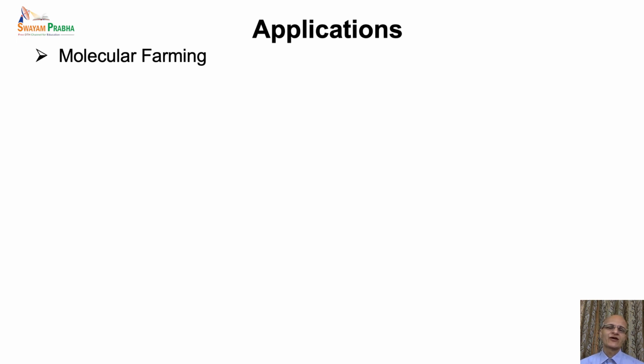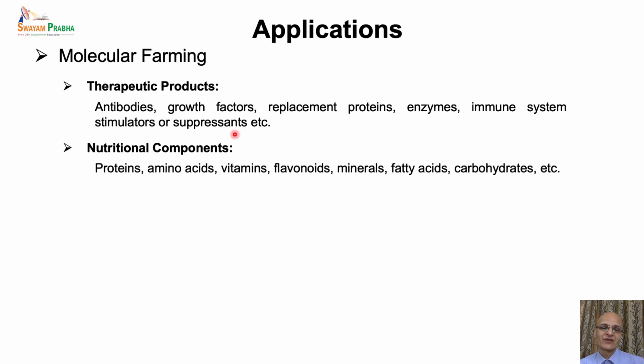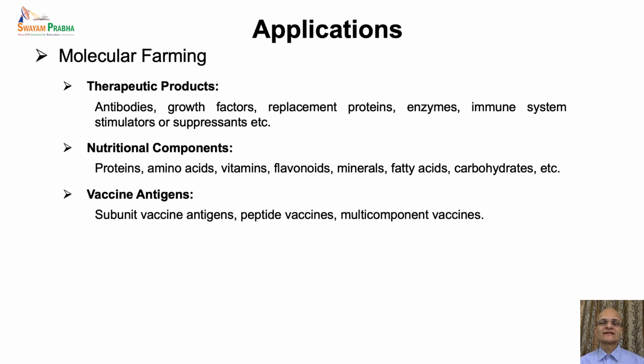Broadly, these products can be categorized in four or five major categories. The first one is therapeutic products. Several therapeutic products such as antibodies, growth factors, replacement proteins, enzymes for therapy, and immune system stimulants or suppressants have been produced successfully in transgenic plants. Then are the nutritional components. These may be proteins, amino acids, vitamins, minerals, fatty acids, carbohydrates, etc. Either the existing concentration of the nutritional component can be increased or a new pathway can be introduced into the crops.